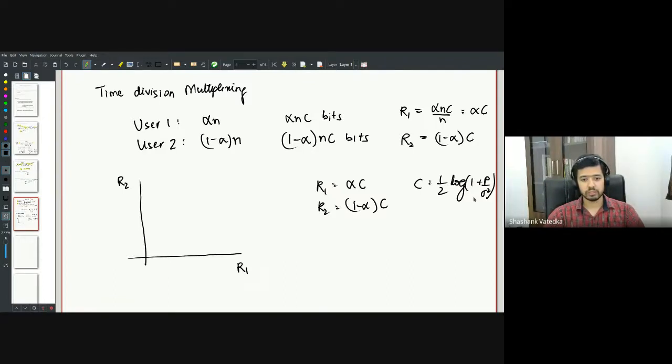So what does this plot look like? You have R1 equal to alpha C. This is the maximum rate at which you can communicate, so any rate below this is achievable. So R1 is less than or equal to alpha C and R2 is less than or equal to 1 minus alpha C. Any rate satisfying these constraints can be achieved. We know how to design a communication system such that we can operate at these rates. So what does this region look like? You can take a few seconds to think about it.